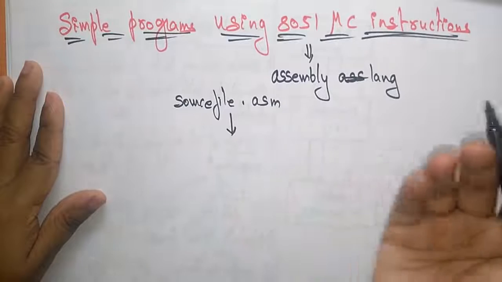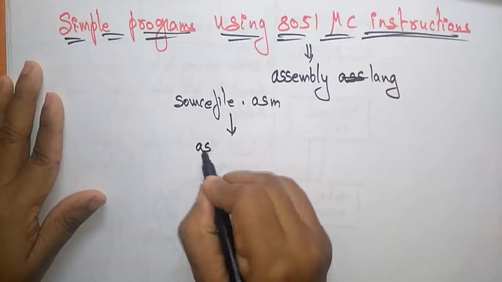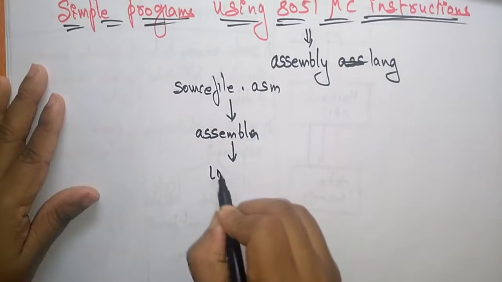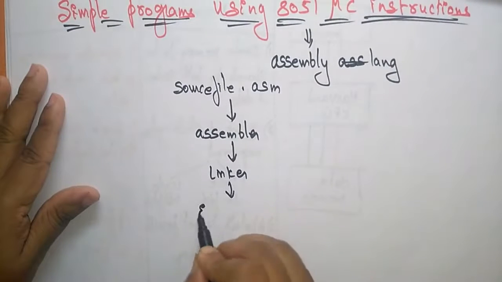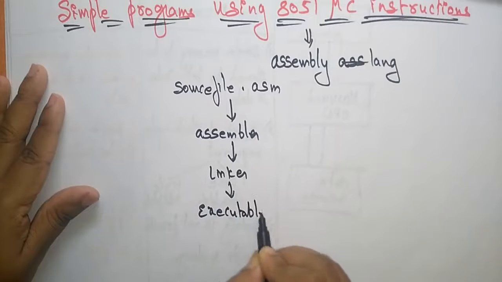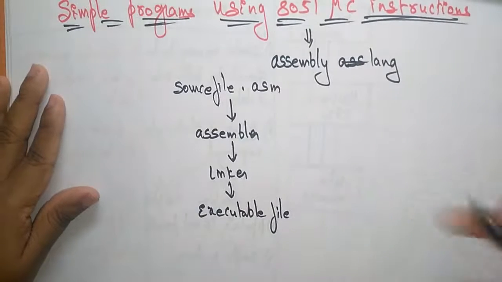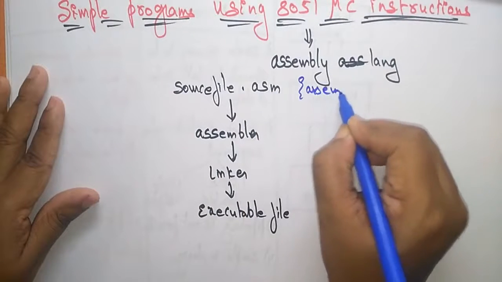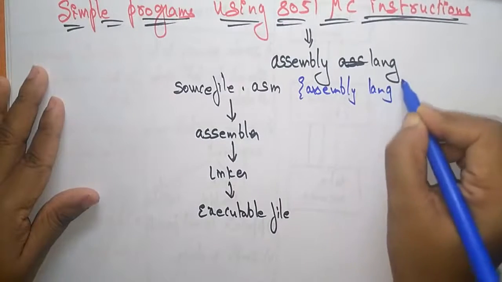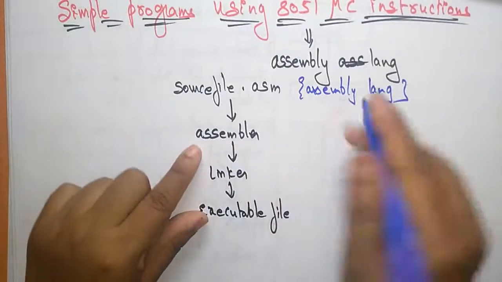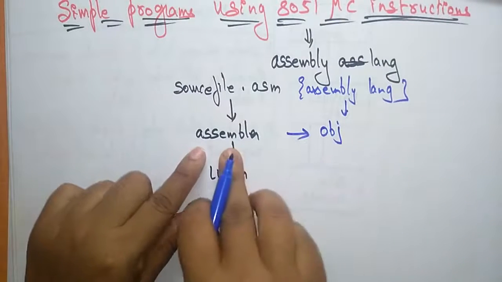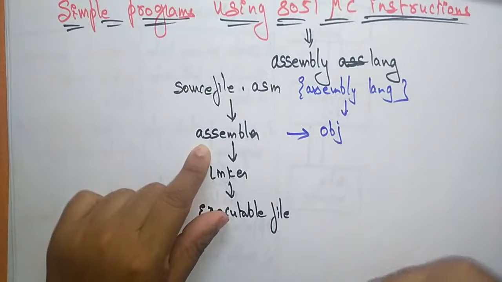After saving the program, you need to assemble it with the help of an assembler, and next the linker. Finally, you will get the executable file. This is the process of how the program is going to be executed. You write the source file in assembly language, with the help of mnemonics, and the assembler converts this assembly language into an OBJ file. The assembler is nothing but the conversion of the .asm file into a .obj file.